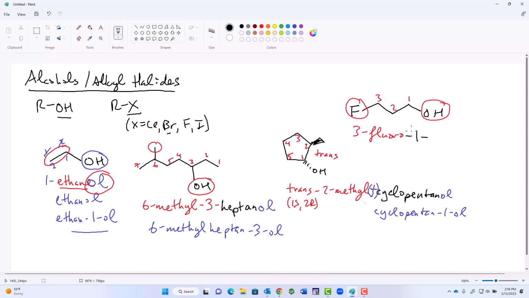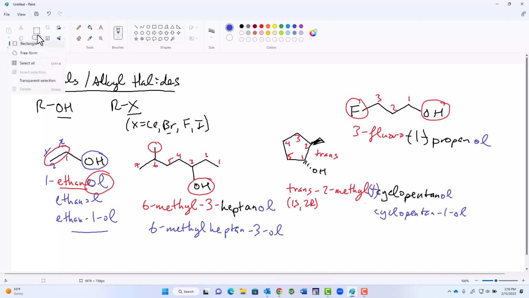We have 1, and again, this would be optional. 1-propan, and then we indicate the alcohol, propanol. So we'd have 3-fluoro-1-propanol, or 3-fluoropropanol, depending on how formal you're being about the naming system.